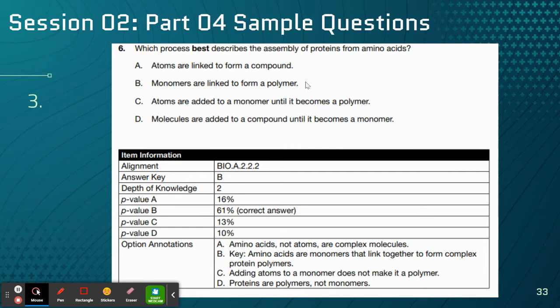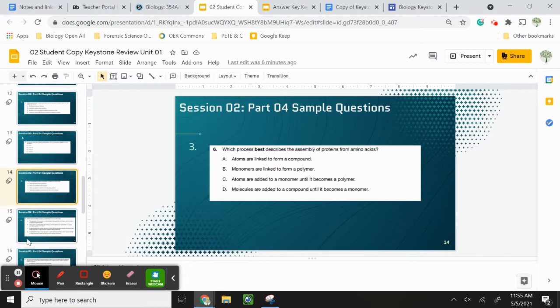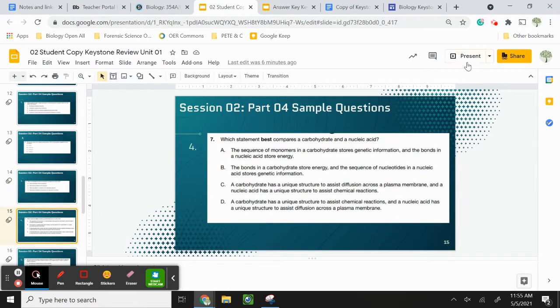So the best answer here, the best choice here would be that monomers, that singular Lego, are linked together to form a polymer, the Lego castle. And in this case, the monomer is the amino acid and the polymer is the protein. Let's take a look at number 4.